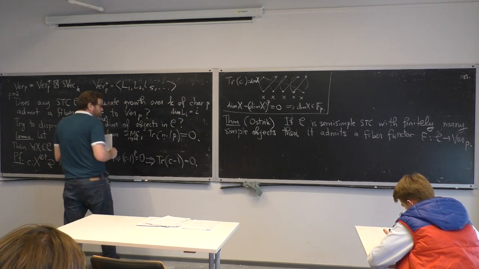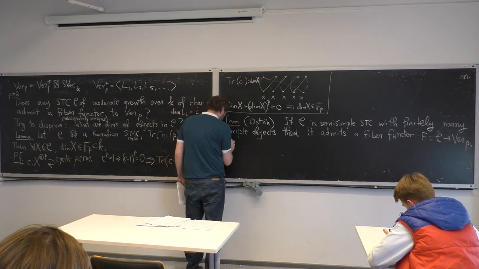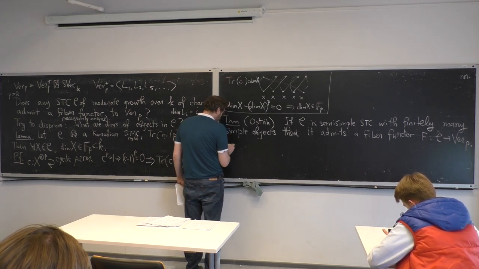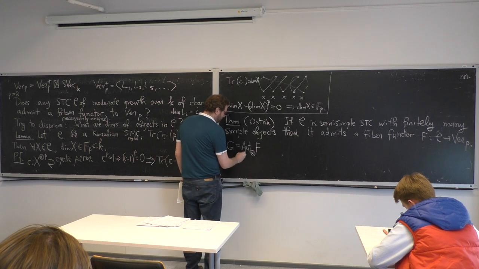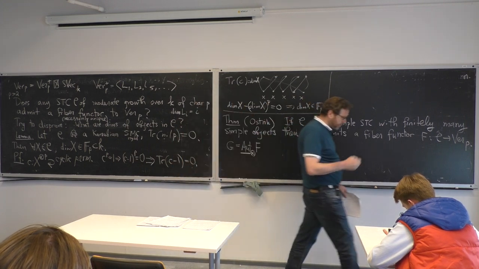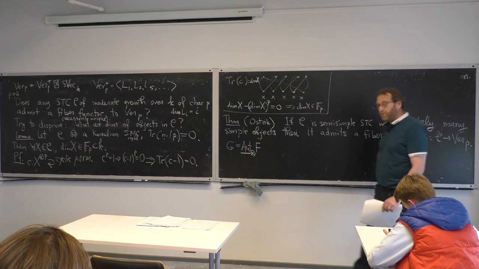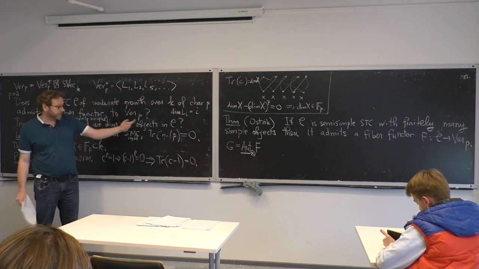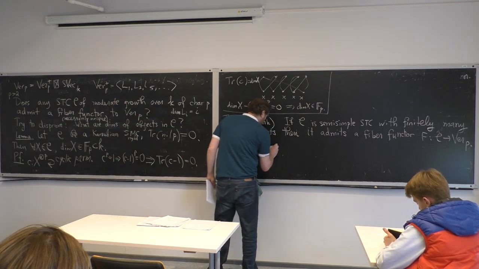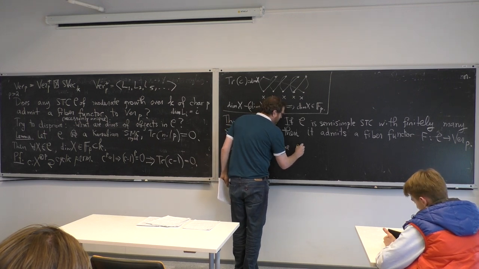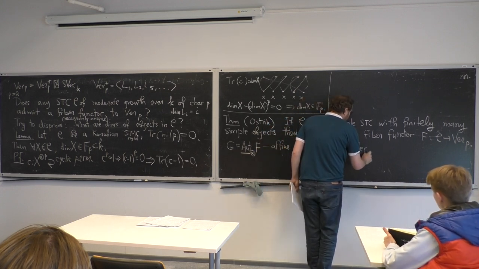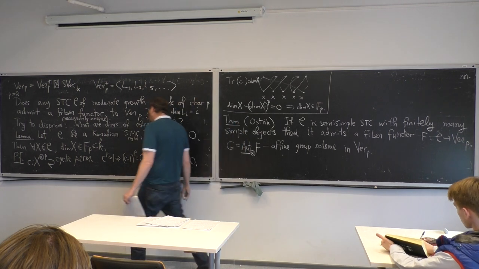Because this implies that C can be written as follows. We can look at G, which is tensor automorphisms of this functor. And maybe I should write underline, tensor automorphisms of this functor, because I should have done that in the super case too. This is the internal Aut, which means it's a scheme that lives in the category Vec_p. So it's an affine group scheme in Vec_p, which simply means that we have a commutative Hopf algebra in Vec_p.